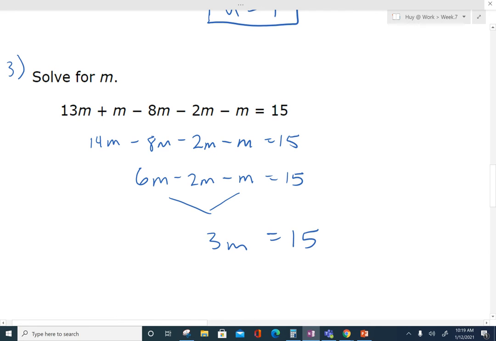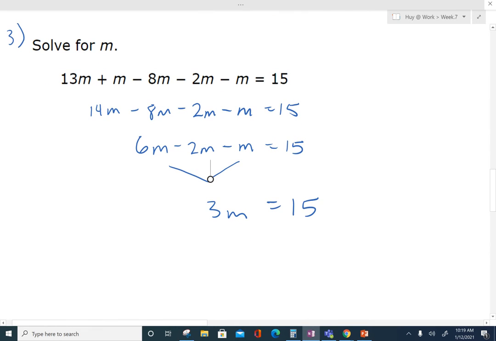I sort of grouped all those together. If this was 6th grade, we'd do one at a time, but this is 7th grade. You have the capacity, the brain power, to do those 3 steps. So now I'm going to divide both sides by 3, so that m equals 15 divided by 3, which is 5.